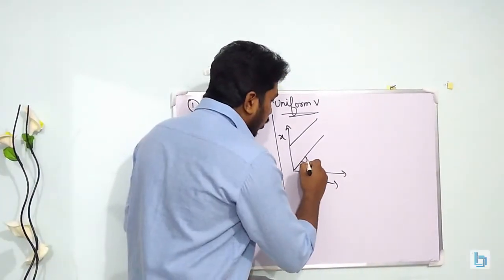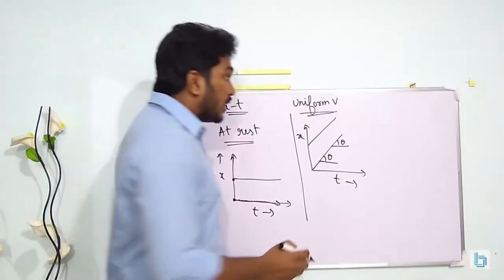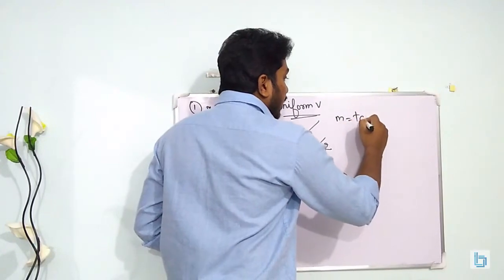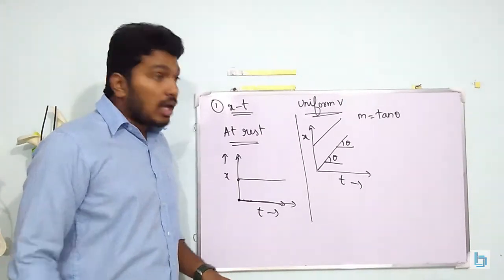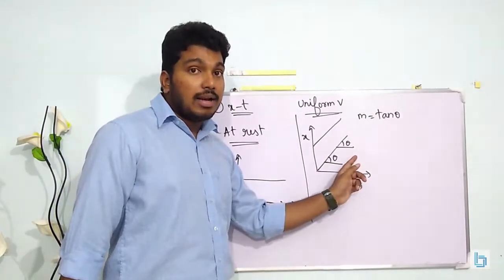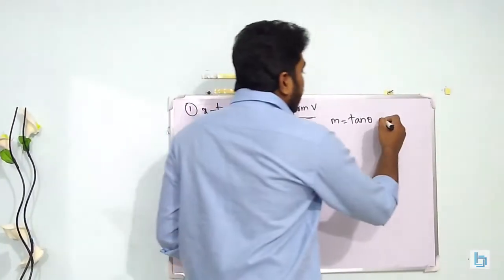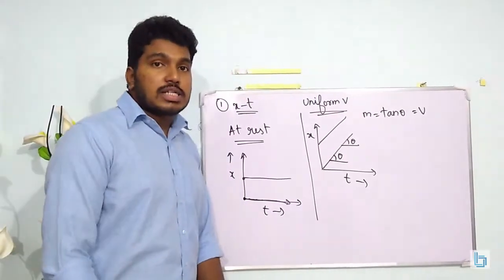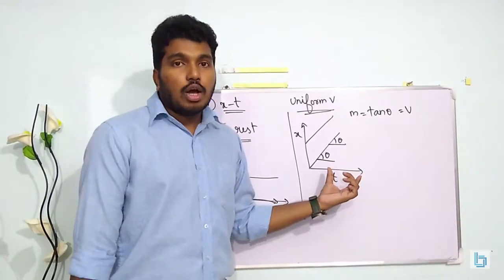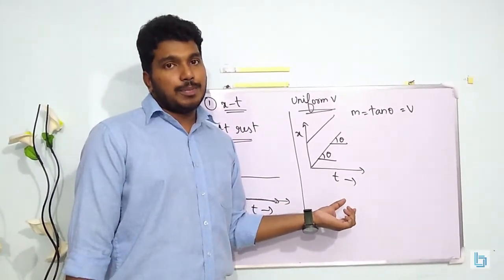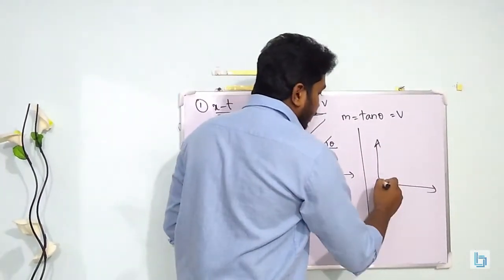When we look at the angle theta here and the angle theta here, the angle is the same, and you know that slope is actually equal to tan theta. If theta is constant, tan theta is constant. If tan theta is constant, velocity is constant, and therefore the graph represents a uniform velocity, or the graph of a uniform motion.